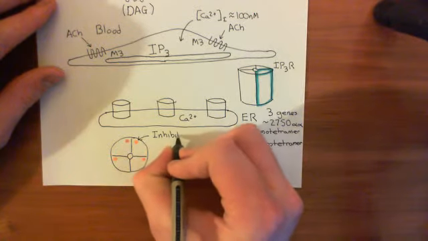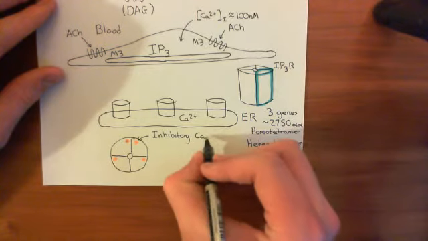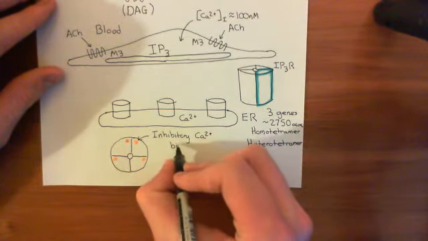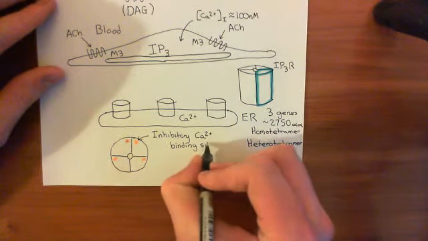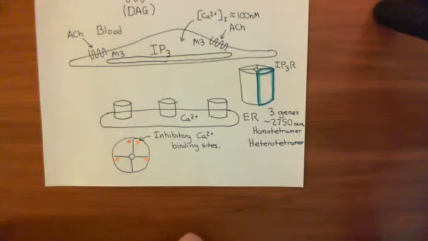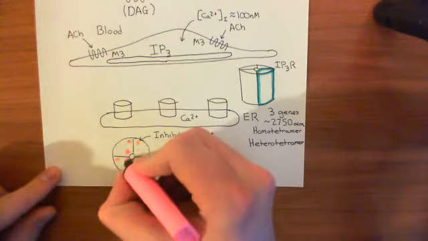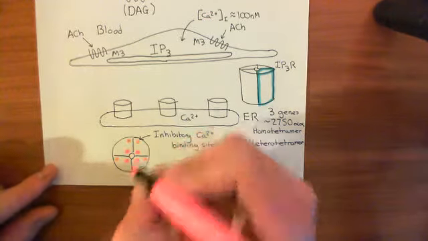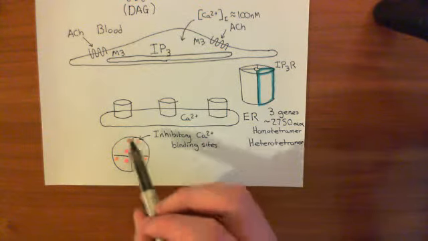Inhibitory calcium binding site. There are 4 subunits making up the IP3 receptor, so there are therefore 4 inhibitory calcium binding sites. Now, each IP3 receptor also has an IP3 binding site, shown in pink.